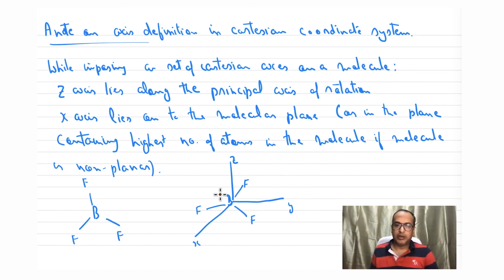So this BF3 molecular plane is now in the XY plane. The x-axis is along one of the BF bonds, right? And the z-axis is along the C3 axis. Okay, so this z-axis becomes our C3 axis. The x-axis is now one of the C2 axes, and then these two fluorine atoms would lie onto the XY plane. So that's how you try to orient the molecule onto the Cartesian coordinate system. Okay.